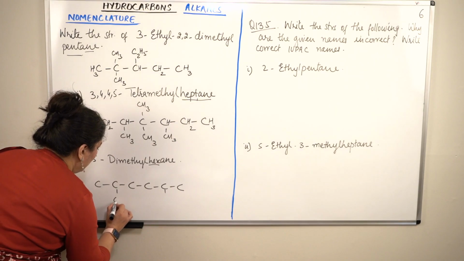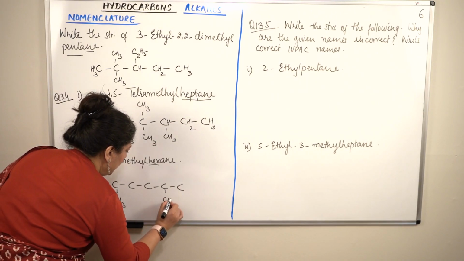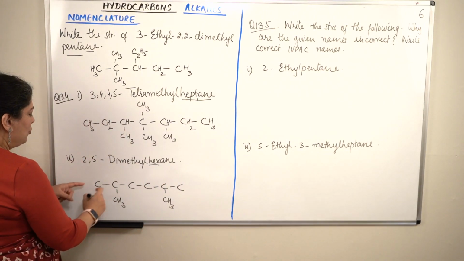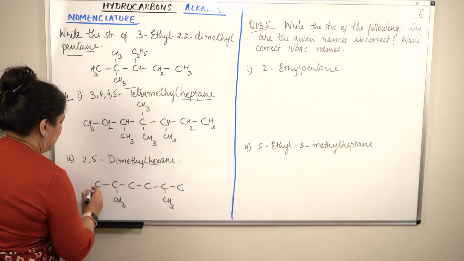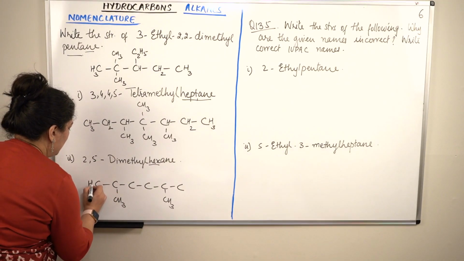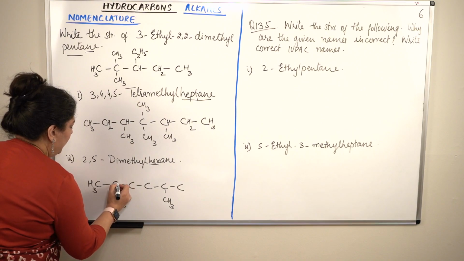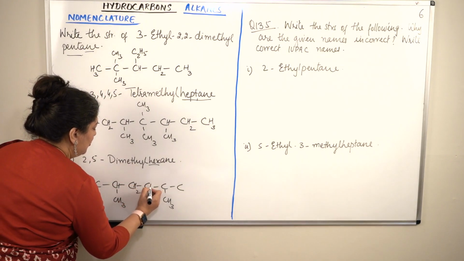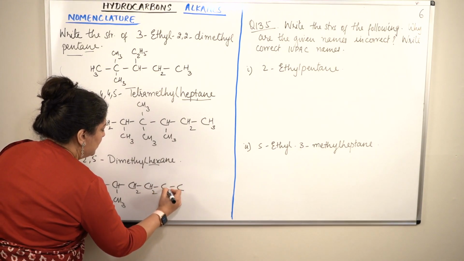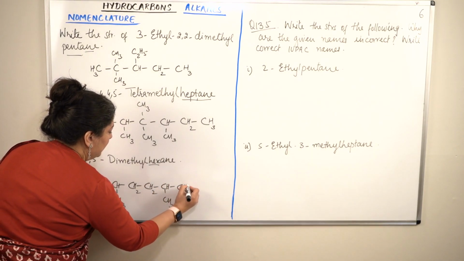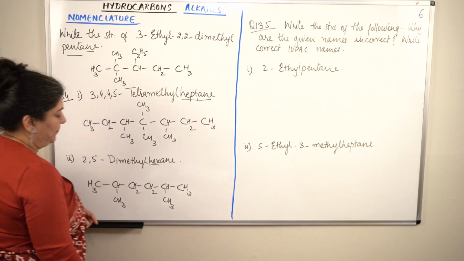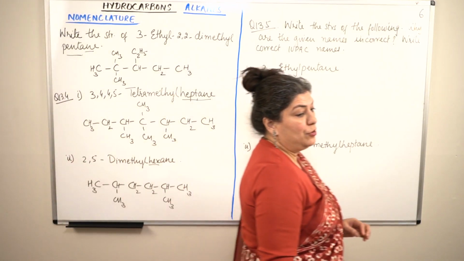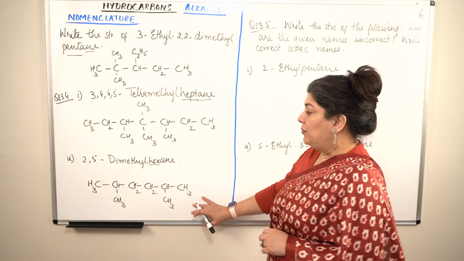And what are the groups? Both are methyl groups. CH3, CH3. So 2,5-dimethylhexane. So fill it up with hydrogens. 3 hydrogens here, 1 hydrogen here, 2 hydrogens here. Here there should be 2 hydrogens, and 1 hydrogen here, and 3 hydrogens here. So that is how you'll get the structure of this compound.